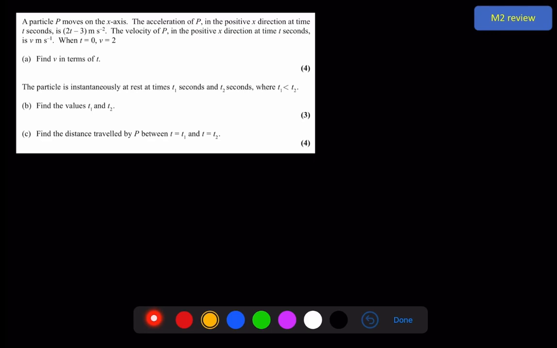Hello and welcome to the first video of the M3 chapter Kinematics. On the screen, an M2 exam question to review this same chapter from M2. A particle P moves on the x-axis.